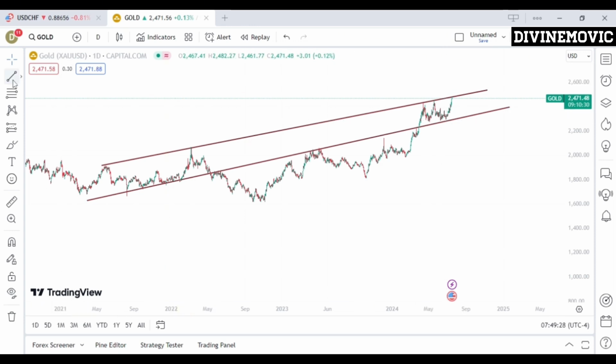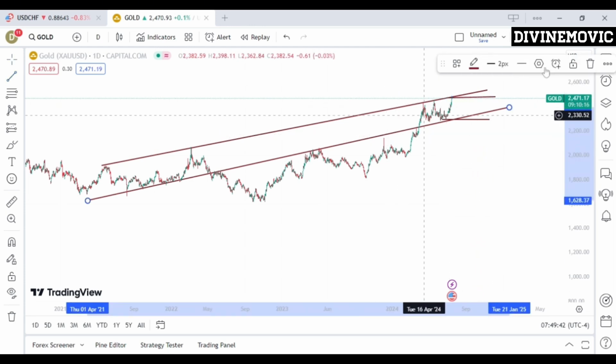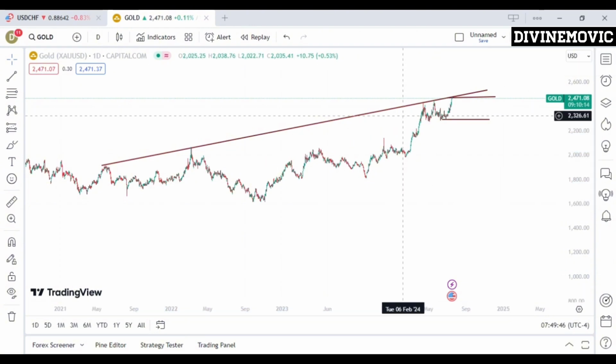Now, the first point of key level is this point here. This point is the first key level, and this is the resistance key level here. So I'm going to remove this support and resistance I've drawn now just for our chart to be a bit clear.